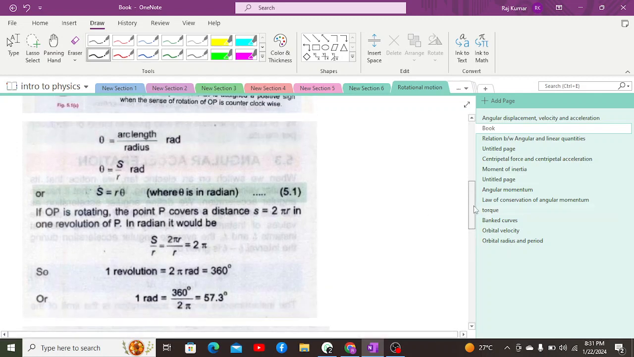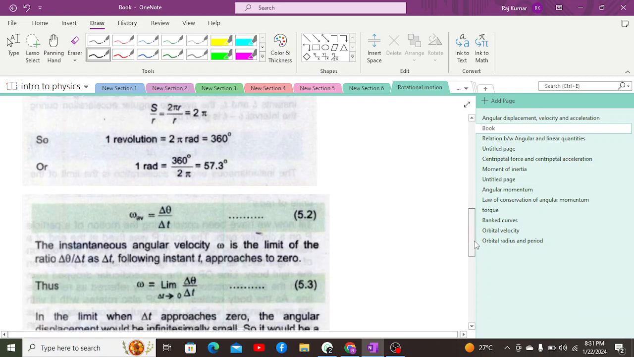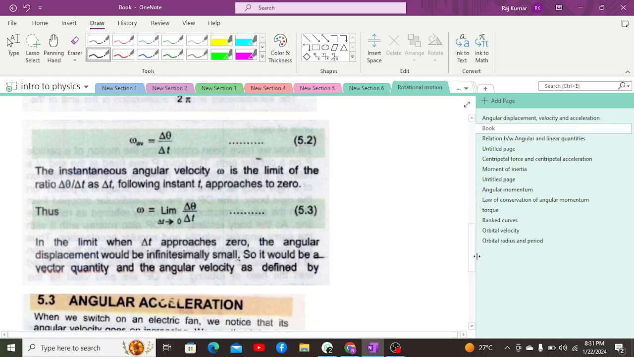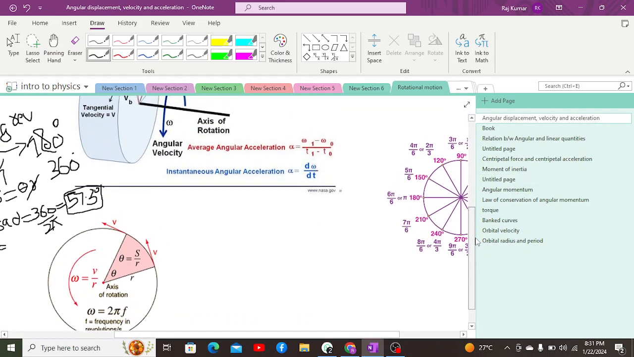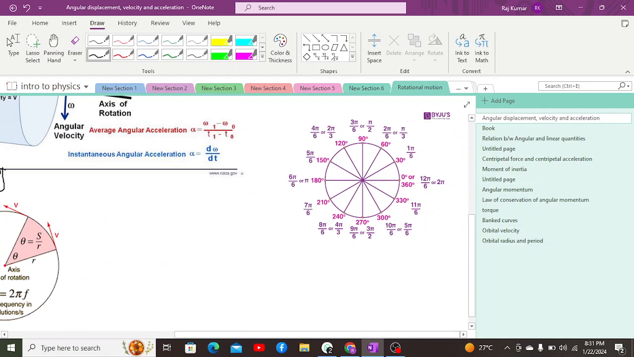the axis of rotation. Now, if OP is rotating, the point P covers a distance s equals 2 pi r in one revolution of P. One revolution is equal to 360 degrees, and all such things are given. Now, likewise, we are going to discuss another terminology. These are some important MCQ points as well. Value of pi upon 3 is equal to how many degrees, and pi upon 2 is equal to how many degrees, what is the value of 2 pi, what is the value of 4 pi, what is the value of 9 pi upon 6, and these are some important MCQ points.